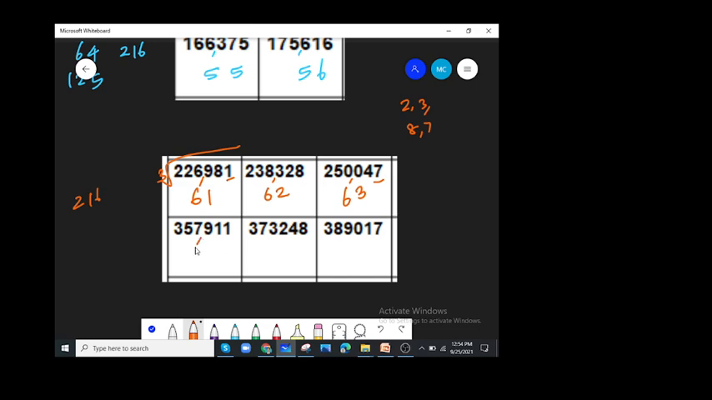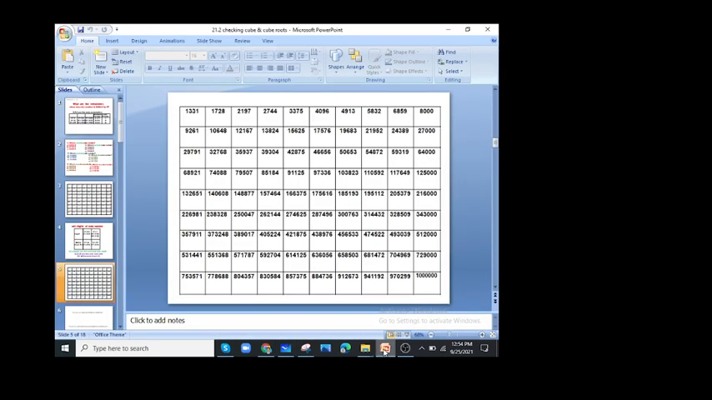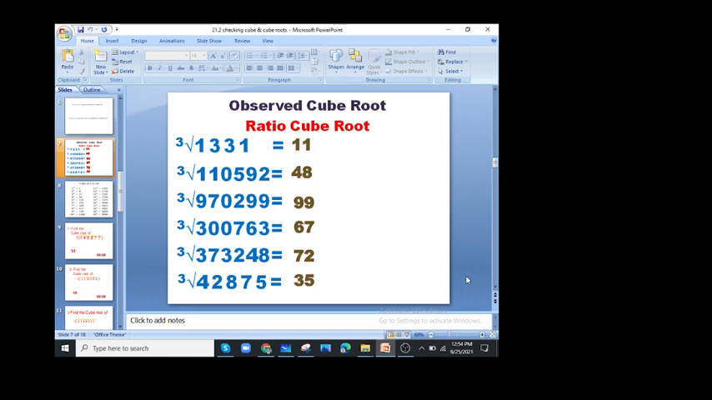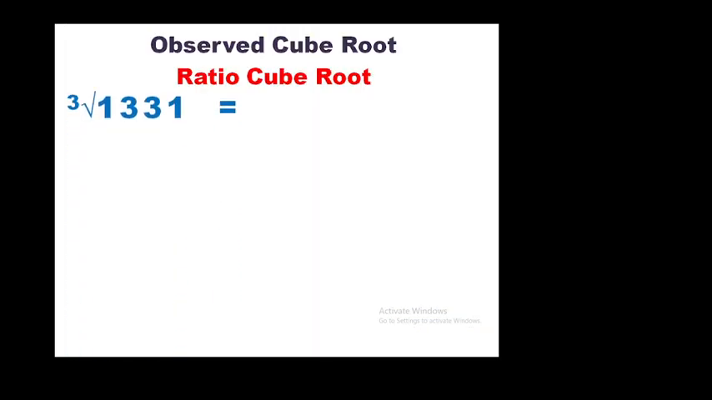Can you give the answer here? 35. Yeah, because 343 is the cube of 7. 71. Excellent. Correct answer. This one? Yes, 72. This one? Excellent. So have you enjoyed this technique? Shall we go for some quiz program? Yeah, I am going to give some quiz program for you. What is your answer here?